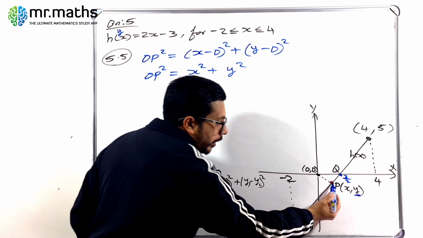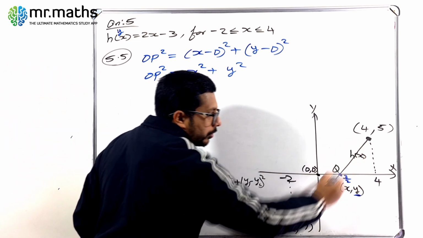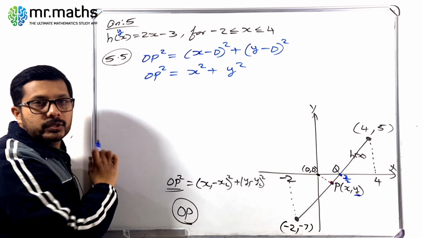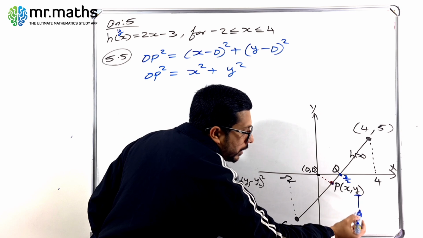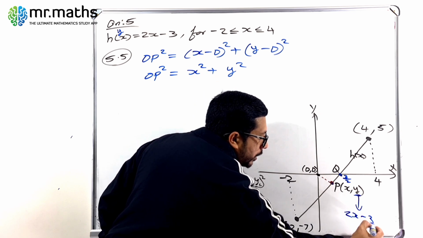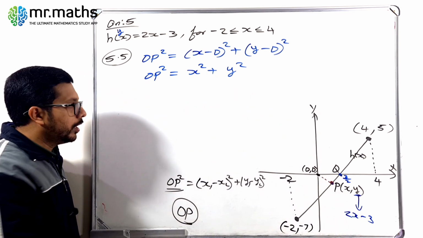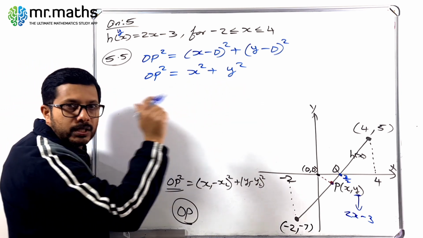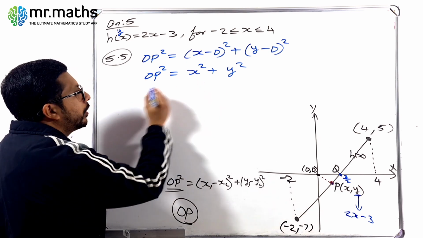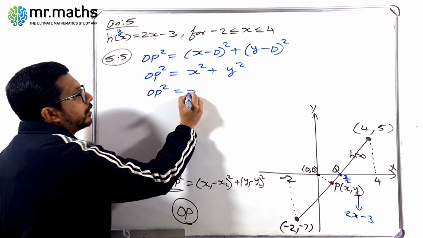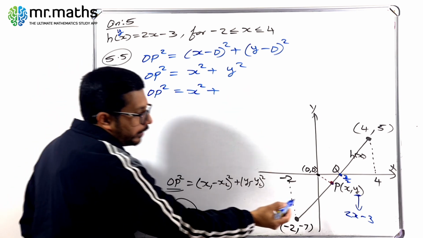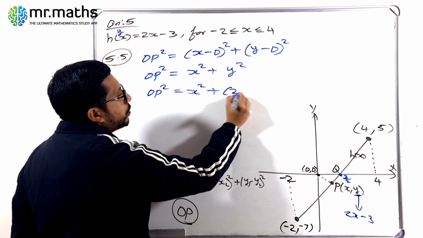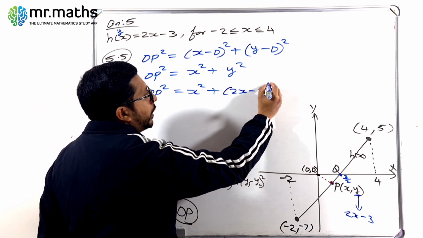At this particular point, that point is a point on the straight line h of x, and we know the equation of the straight line is y equals 2x minus 3. So this y is the same as 2x minus 3. You understand? So OP squared is equal to x squared plus y squared, and at that point y is 2x minus 3. So we can substitute: OP square is equal to x square plus (2x minus 3) the whole square, because that point is on the h of x graph.